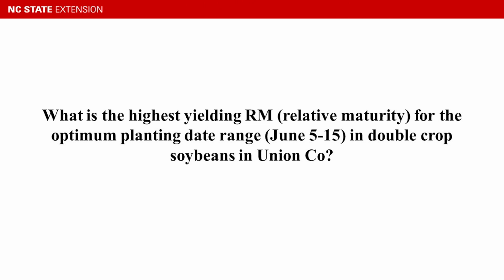And so that's one thing you could do with the tool. Another thing you can do with the tool is I went into the tool and I said, okay, I'm going to be planting my double crop beans in Union County June 5 to June 15th. What is the highest yielding relative maturity I could use in that situation? And this is another one where we'll give off a Yeti. So if you want to guess what's the highest yielding relative maturity, so that's like a 2.6 or 7.1, not like a maturity group 4. It's got to be the relative maturity. What do you think the highest yielding relative maturity was in that double crop range?